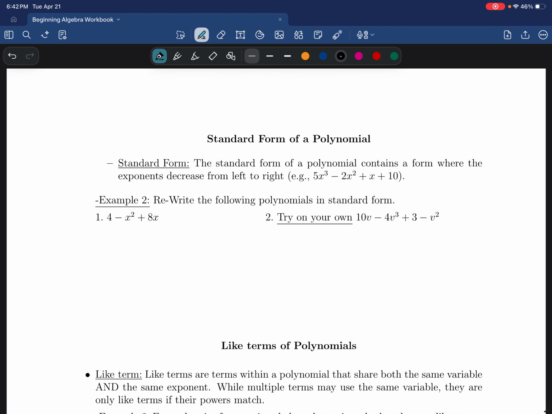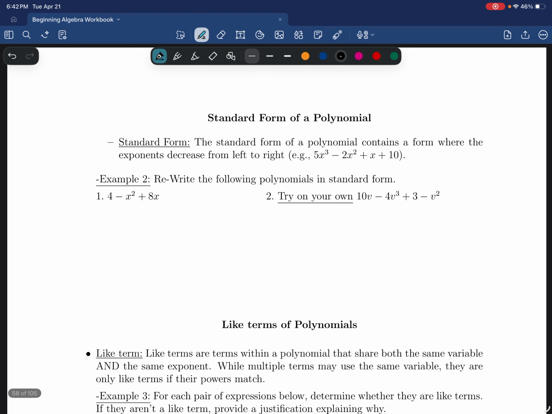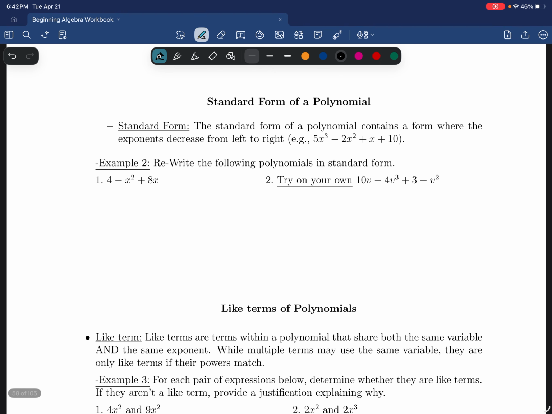So taking a look at example 2, we are now asked to rewrite the following polynomials in standard form. So looking at example 1, our highest exponent is 2. So I'm going to go ahead and first write that -x squared out in front. And then there's an 8x here, so I'm going to go ahead and write that. And then that 4 here, I'm just going to bring that along. And that's it. Alrighty, I encourage you to pause the video and try example number 2 on your own. And assuming you have given it a go, let's go through this together.